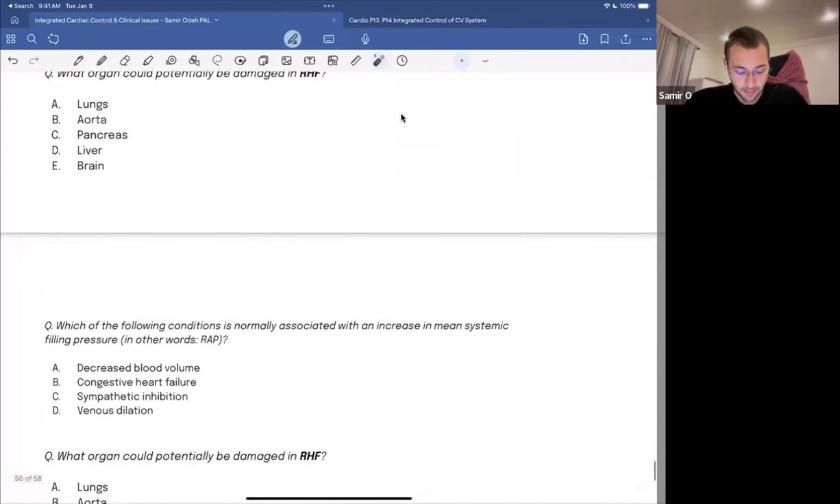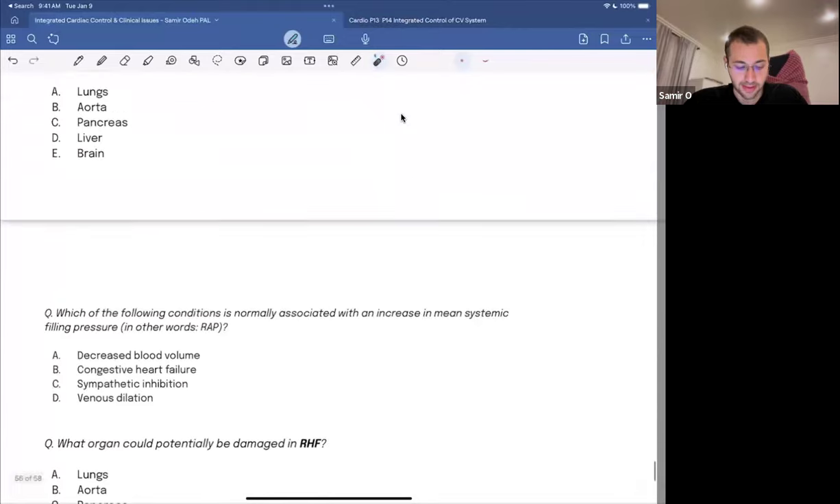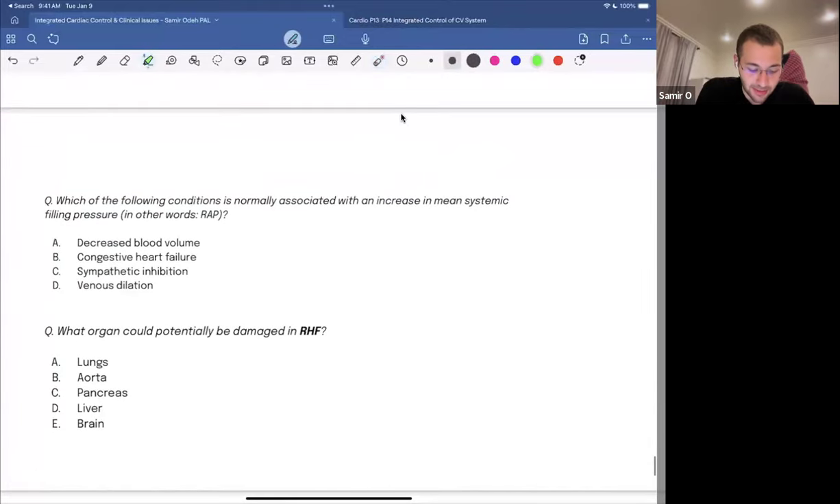And oh my God, I forgot to highlight the correct answers. But yes, it is indeed B. Sympathetic inhibition wouldn't cause an increased right atrial filling pressure, simply because that would actually decrease it. Because you're having less total peripheral resistance, which means less blood is flowing through the circuit.